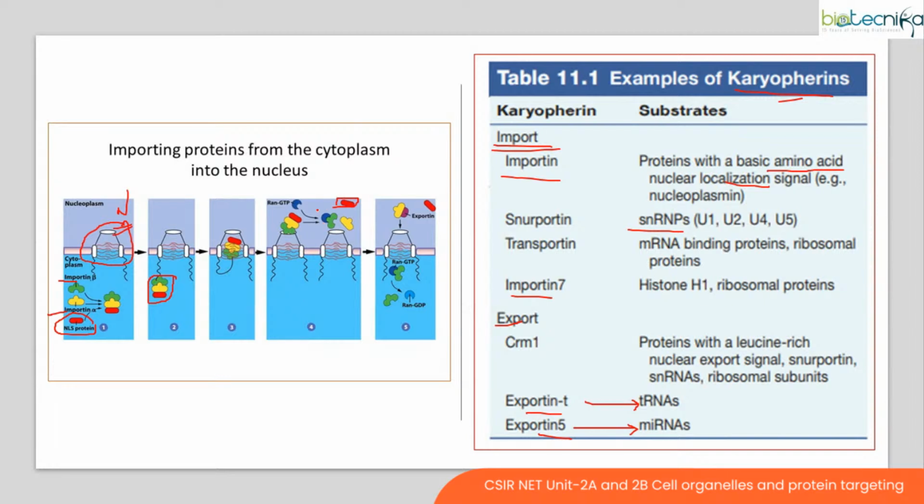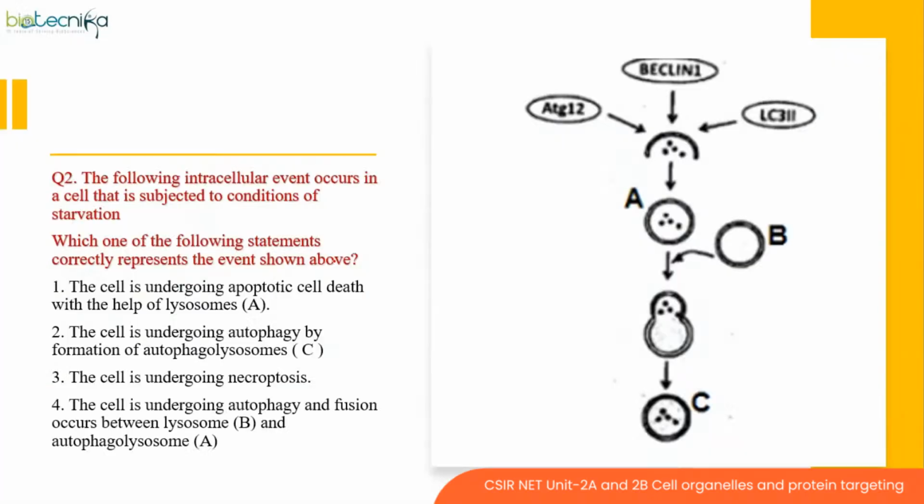The next step will be recycling the receptors back to the cytoplasm. So we have RAN-GTP that will take up the importin beta and release it into the cytoplasm. Similarly, we have exportin that will take up the next receptor, importin alpha, and release it into the cytoplasm. So this is how the import mechanism happens within the nucleus.